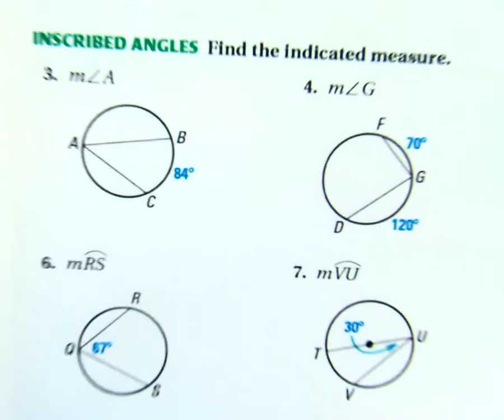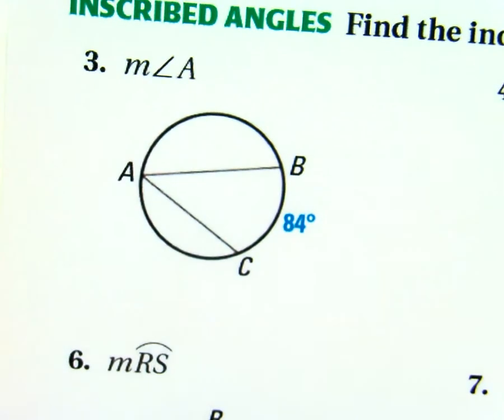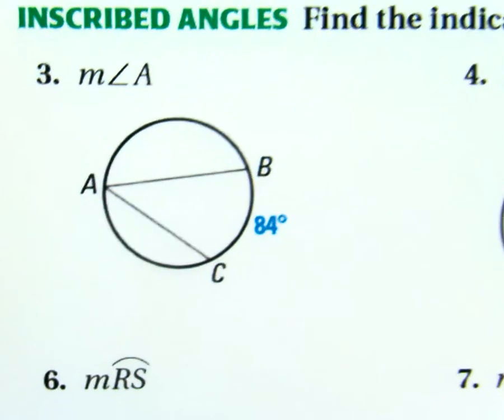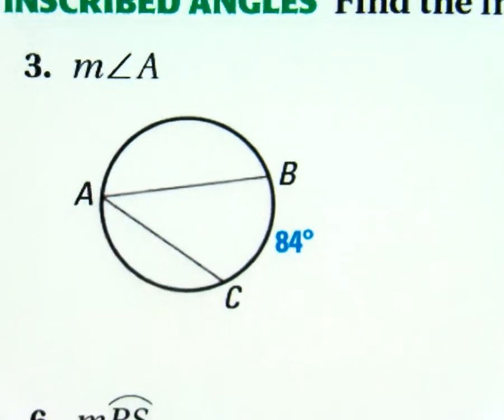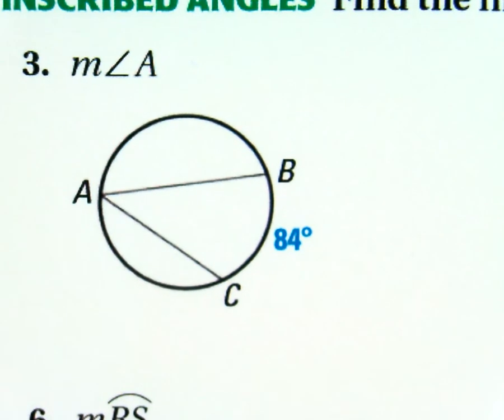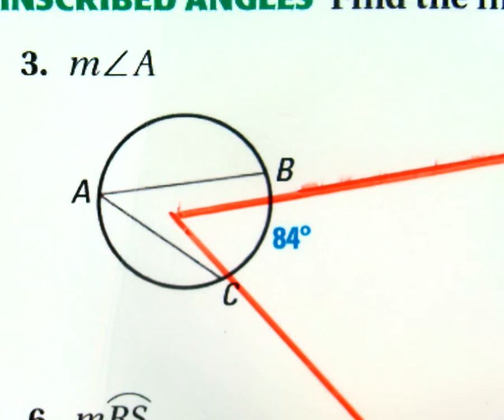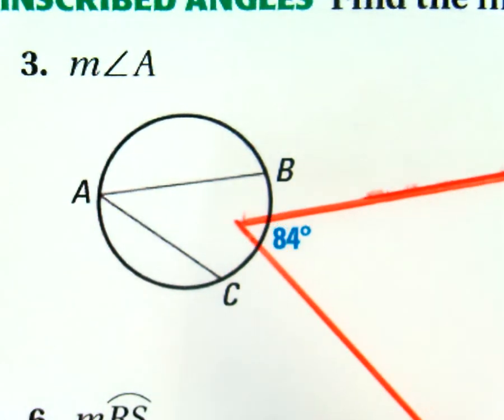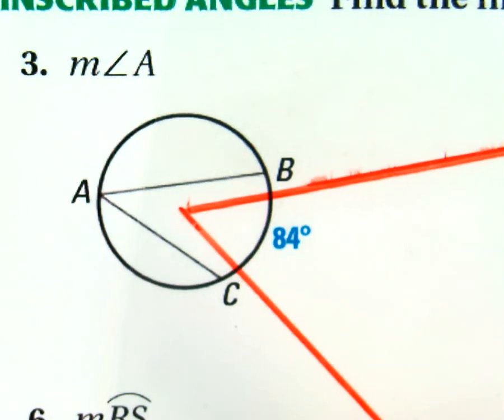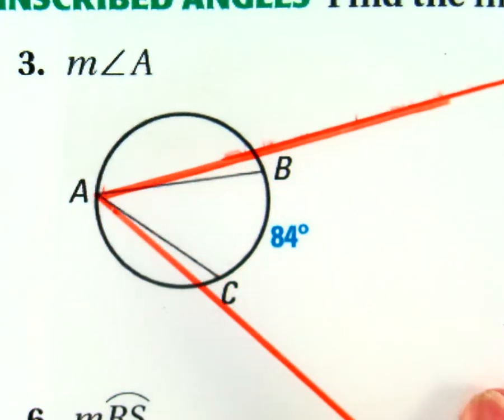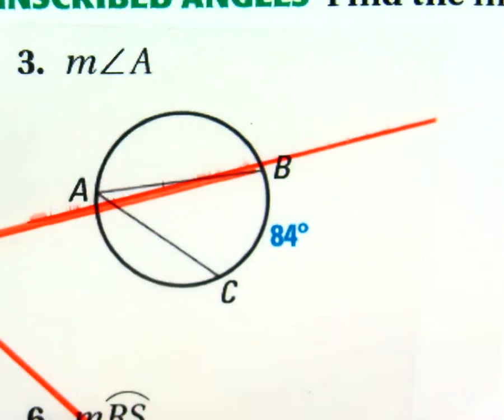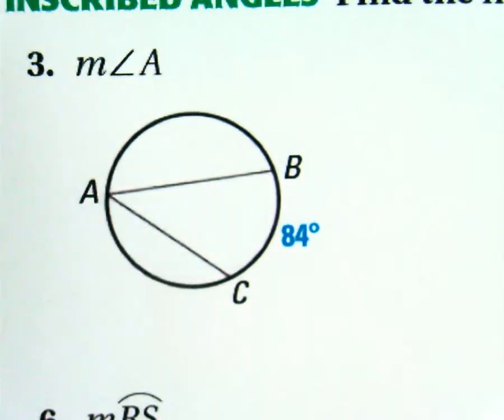We have here a problem asking what is the measure of angle A, which is inscribed. We notice that it's not the central angle. The central angle would be right there. If it were the central angle, it would be 84 degrees, but it's not. It's pulled back twice as far, so it's half as much. The measure of angle A is 42.